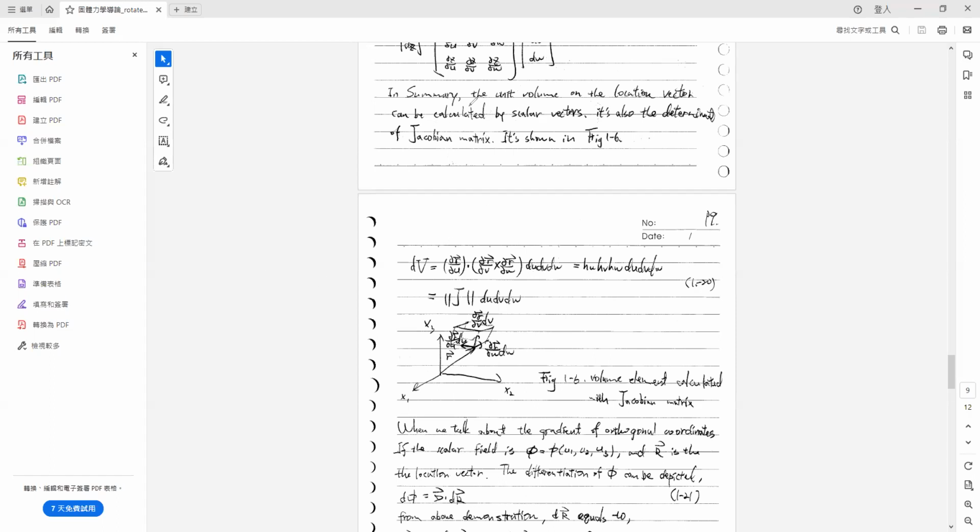In summary, this volume is an infinitesimal element volume. The location vector can be calculated by the scalar vectors. It's also the determinant of the Jacobian matrix. It's just like this. I'll describe it again. It'll be like this.